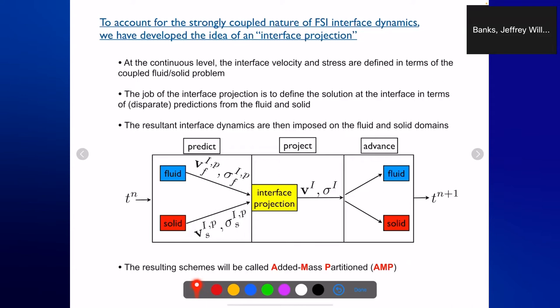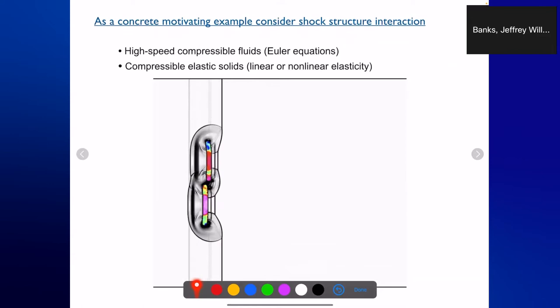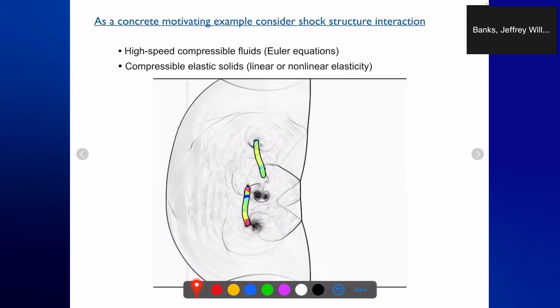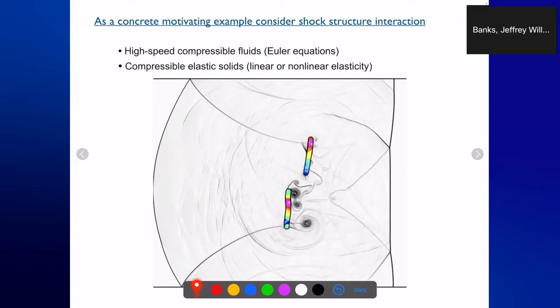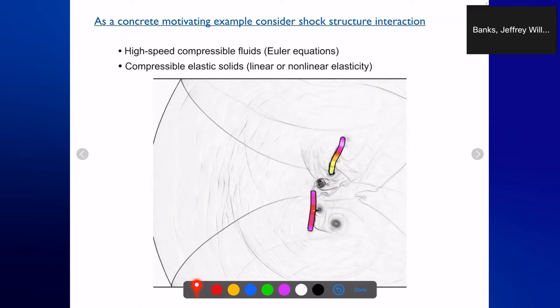All right, so here's a concrete example. This case you've already seen: high-speed fluid and a linear elastic body, but it could be a nonlinear elastic body. I've hit these two bodies with a shock, and they move according to whatever the governing equations are saying. Okay, so that's the case I want to start with.